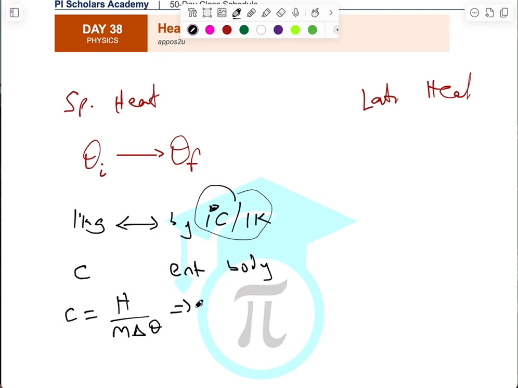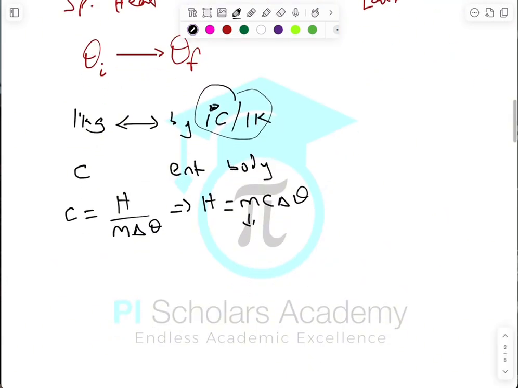So this now implies that the quantity of heat is m multiplied by c multiplied by change in theta, where m is the total mass of the body, c is the specific heat capacity, and change in theta is the change in temperature caused during this heat transfer. So since I've defined specific heat capacity, let me denote heat capacity itself with Cp. So this is specific heat capacity.